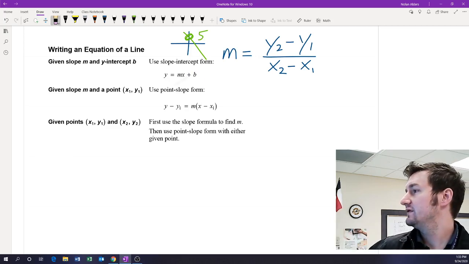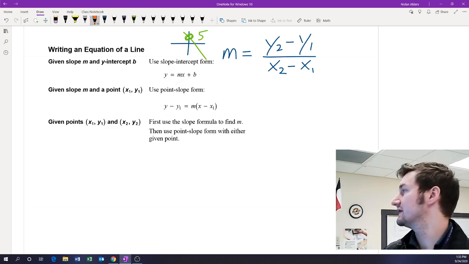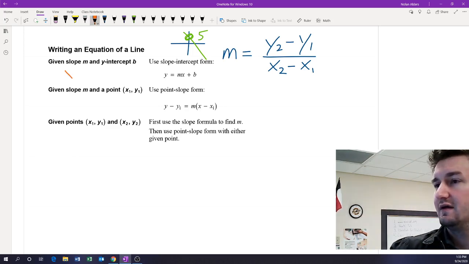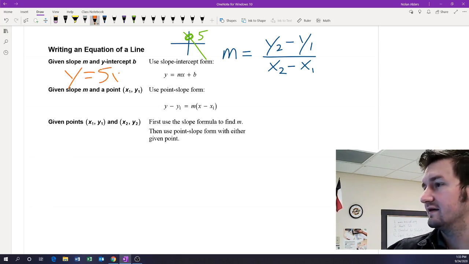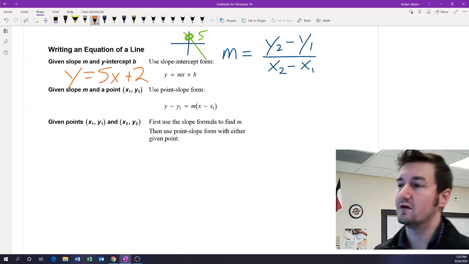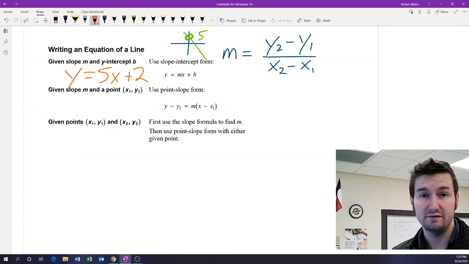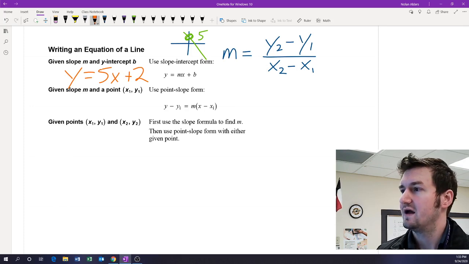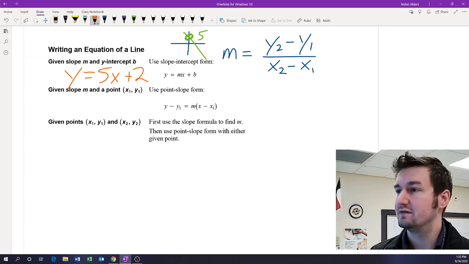So that's slope-intercept form. Let me give you an example of one. I'll write it over here. We might have something like this, 5x plus 2. So our slope in this case would be 5. So that would be how steep our line is. And then we have a y-intercept of 2.